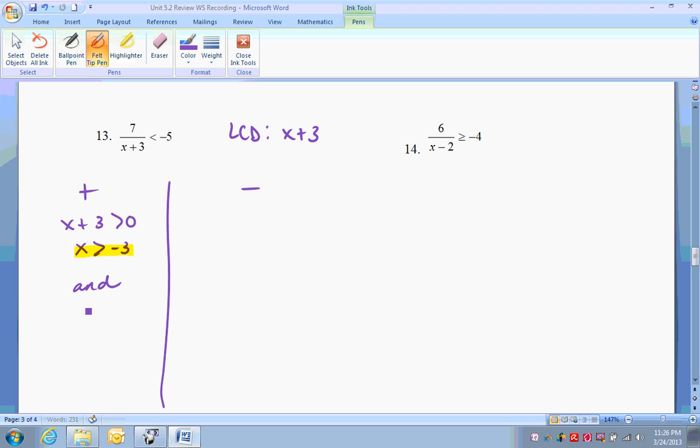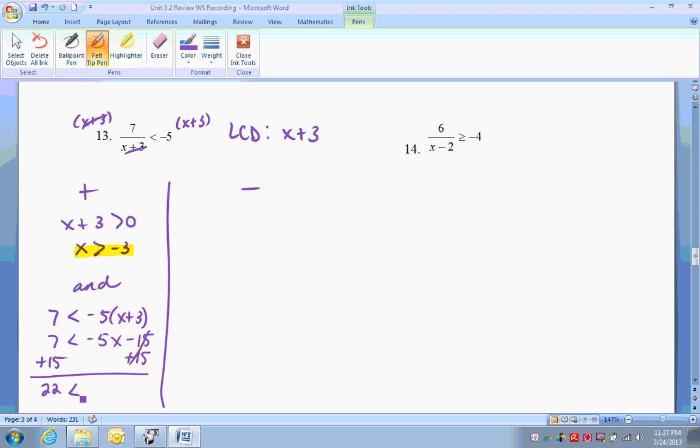Now we write and. When we multiply both sides by x plus 3, x plus 3 would cancel on the left-hand side, so you'd be left with 7. X plus 3 is positive, so the sign is going to stay the same, and you end up with negative 5 times x plus 3. Now we distribute the negative 5. You add 15 to both sides, and you end up with 22 is less than negative 5x.